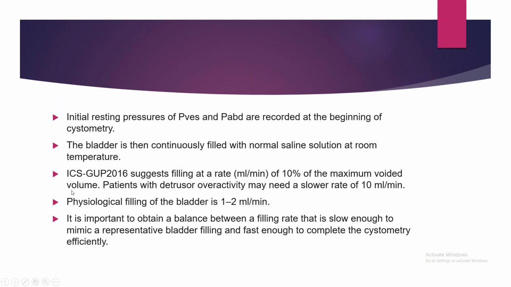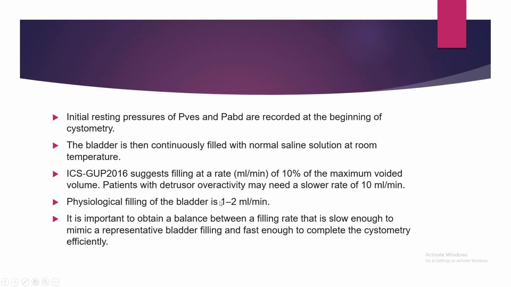Okay. So if it is 500 ml, then 50 ml per minute should be the rate. But usually a patient with detrusor overactivity may need a slower rate of 10 ml per minute. Because you have to achieve a balance between the physiological filling and the time you will be spending in the clinic for this filling of the bladder for the test.